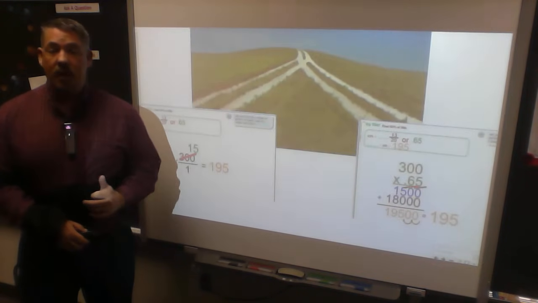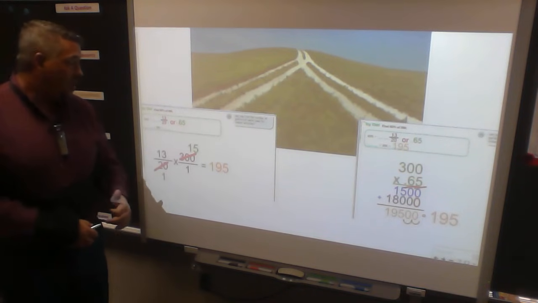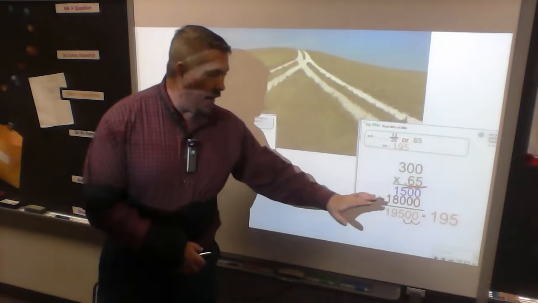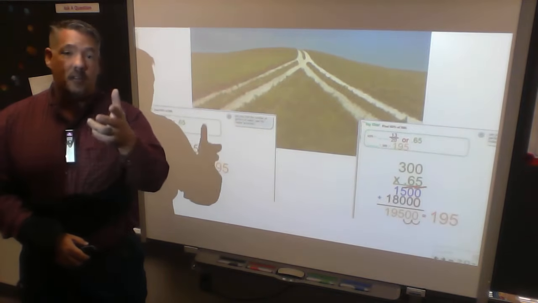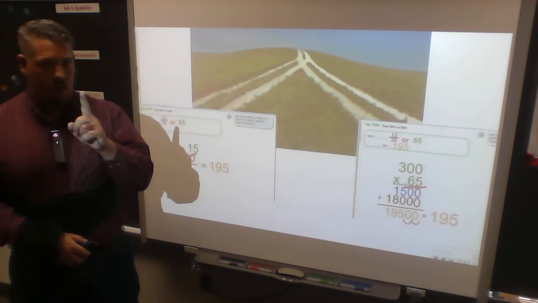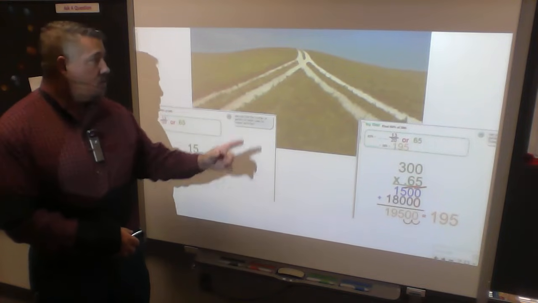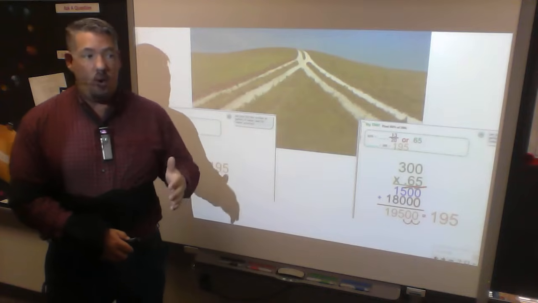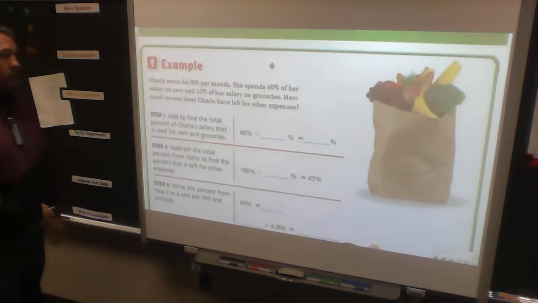Both ways of doing it lead to the same answer, right? I don't care if you do it as a fraction, I don't care if you do it as a decimal, as long as your math is understandable, I can read it, and you get to the right answer, then you both get to the same point. The correct answer would be up here, 195.